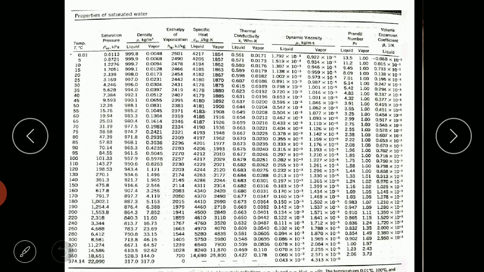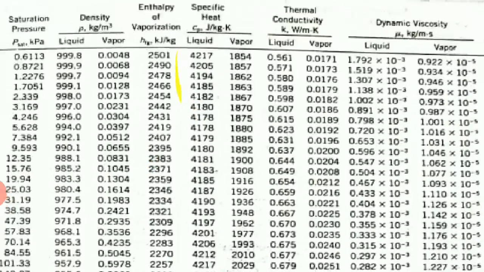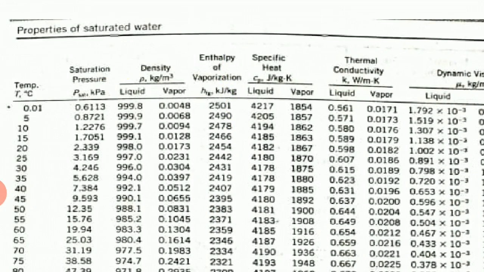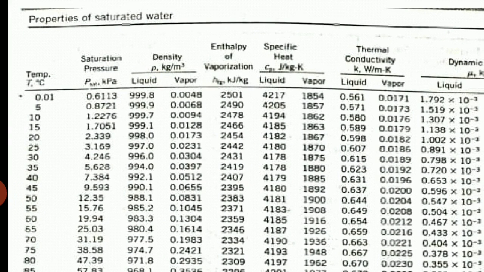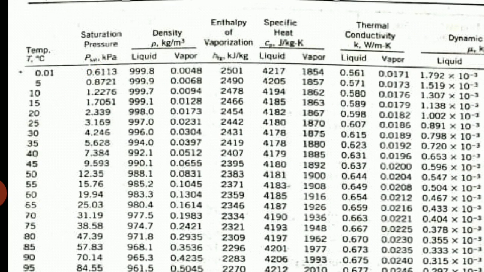So you can see here there is the density value, for liquid as well as for vapor. Now, with respect to temperature, the saturation pressure is given, but from the thermodynamic data handbook we can find the saturation temperature corresponding to pressure. The value of hfg is also given, and specific heat value is also given. You can see there are two things, liquid and vapor.